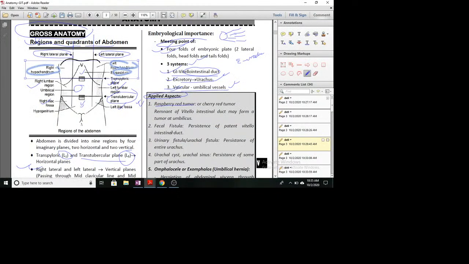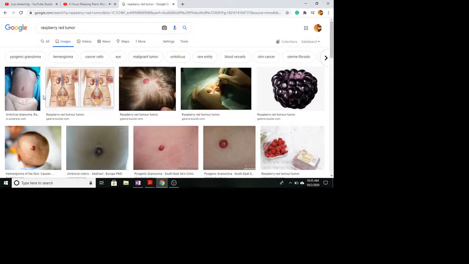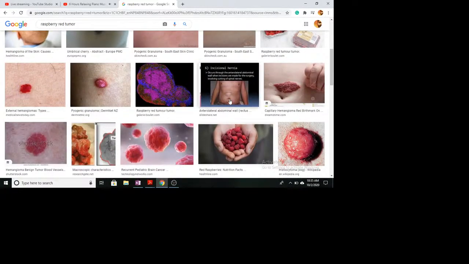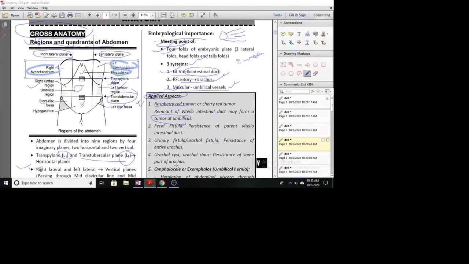I thought it would occur in the umbilicus. It may form a tumor at the umbilicus. So raspberry red tumors occur in the umbilicus, and these are the figures. It is very important to note that the vitello-intestinal duct may form a tumor at the umbilicus.